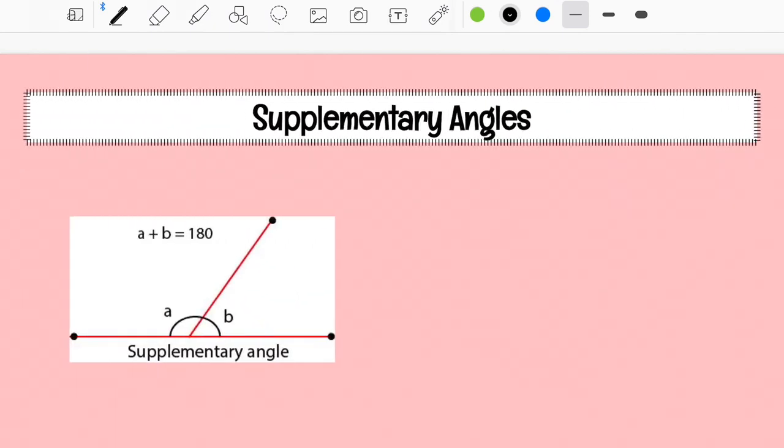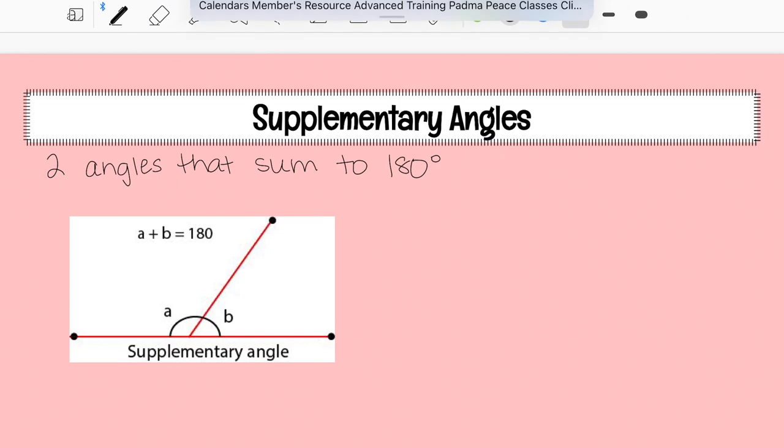The first thing that we're going to talk about, which should not sound new to you, but if it does, that's okay, are supplementary angles. Supplementary angles are two angles that form a straight line which sums to 180 degrees. So what I need for you to write on your paper is the word supplementary angles, and then you're going to write our definition, which is two angles that sum to 180 degrees. Remember, sum means add up to.